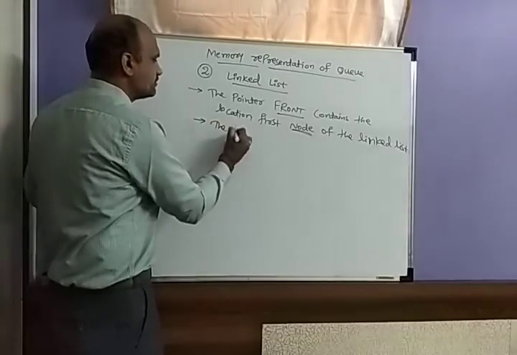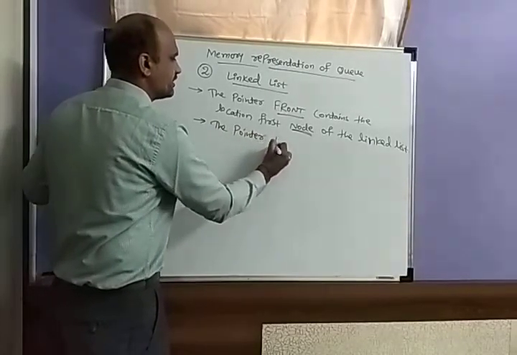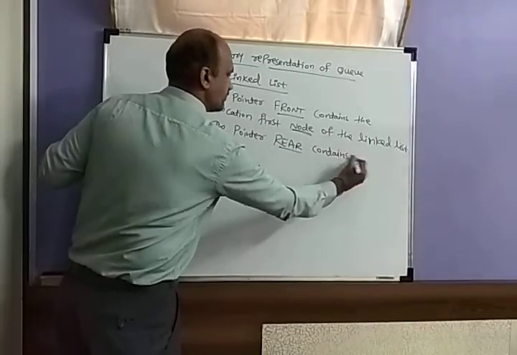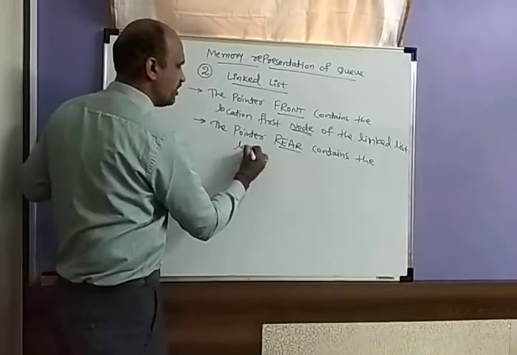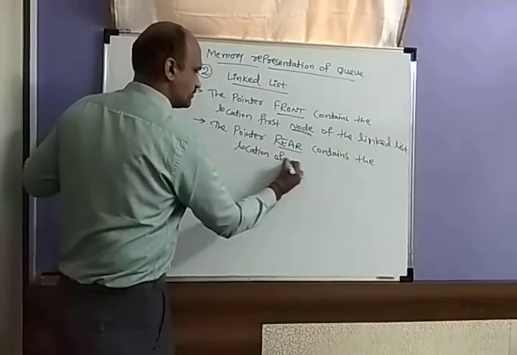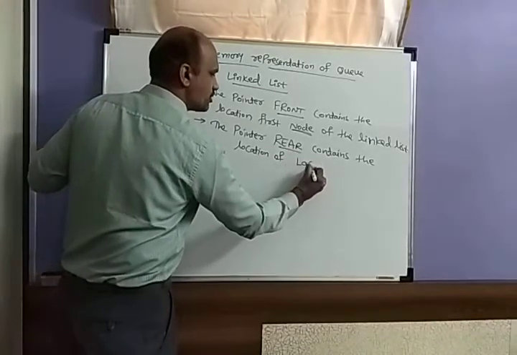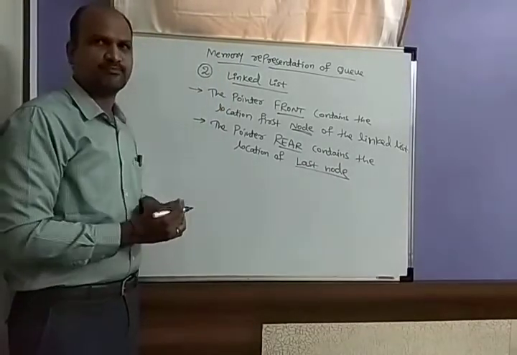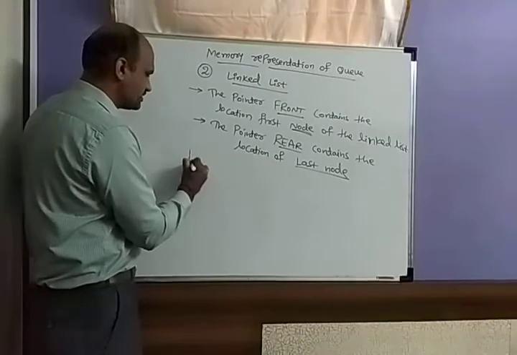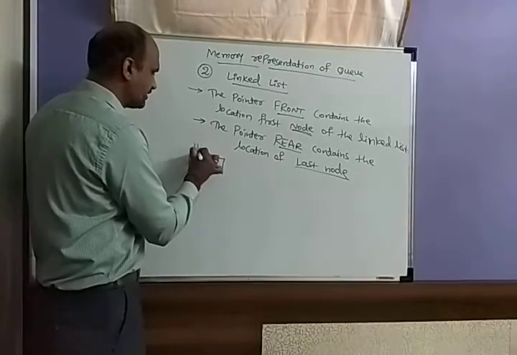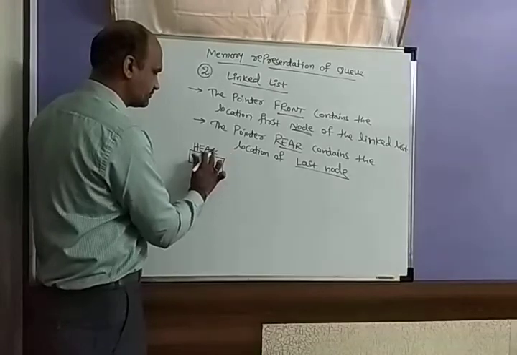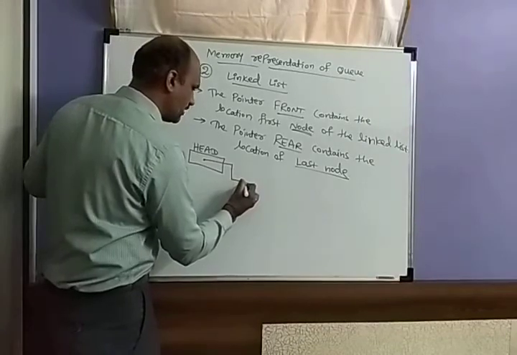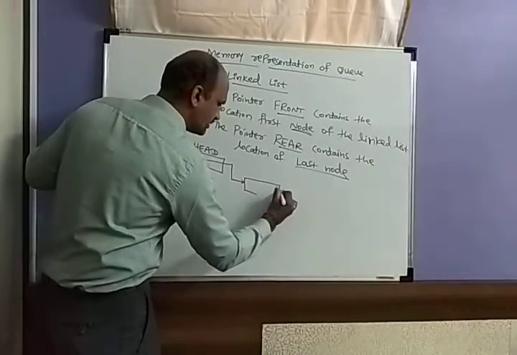Okay, the pointer rear contains the location of the last node, that is what? Front and rear. So if you go to the example again, a simple example, this is how we have to create this linked list. So with the pointers, now the linked list is like this.